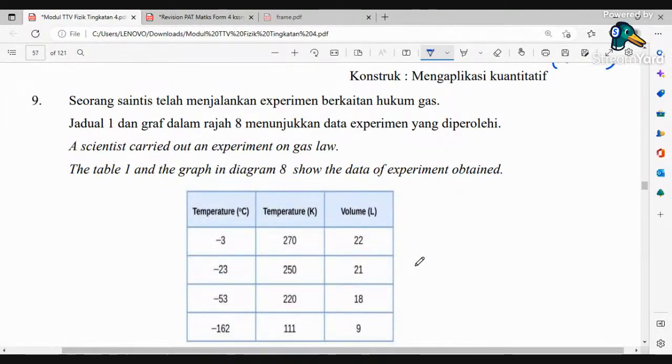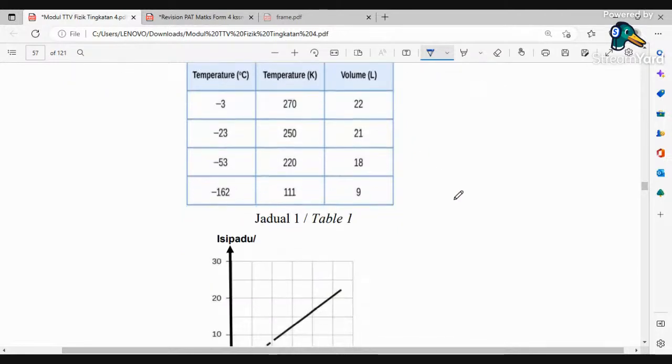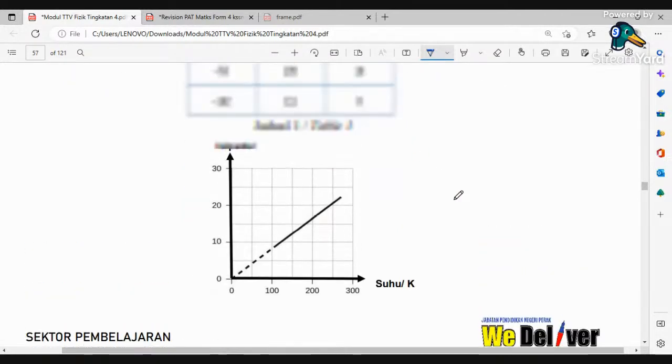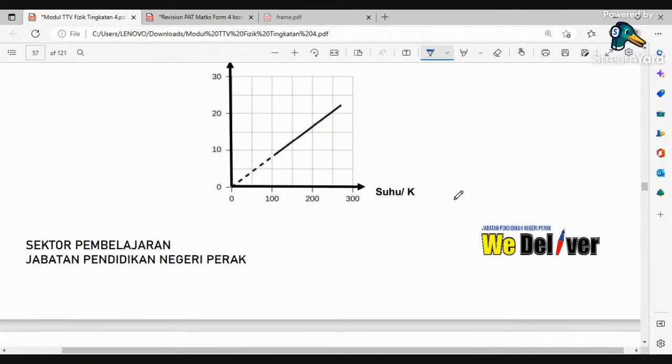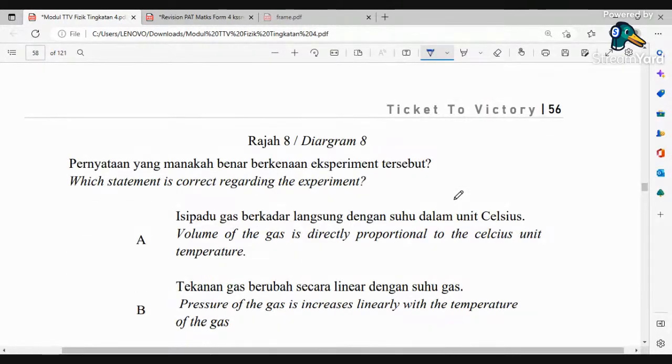Okay, number 9, a scientist carried out an experiment on gas law. Table 1 and graph show data of the experiment obtained. We have temperature in degrees Celsius, converted to Kelvin, and volume. Volume and temperature is what? It is Charles' law. Okay, so which statement is correct regarding the experiment?